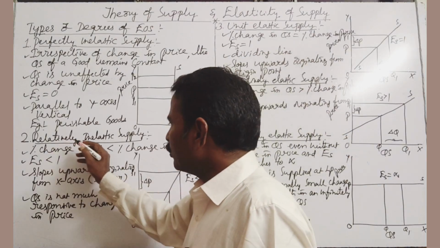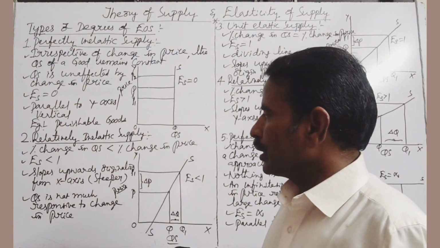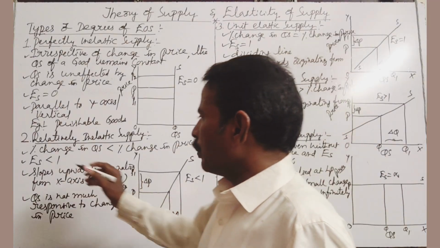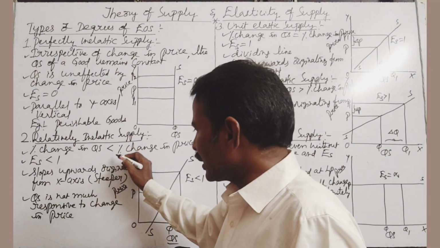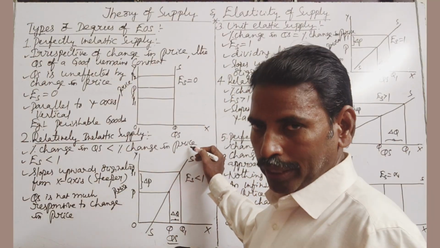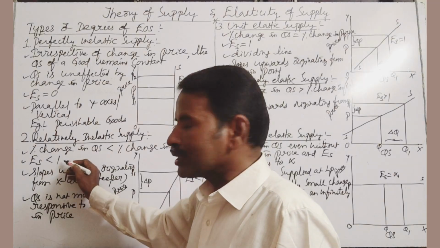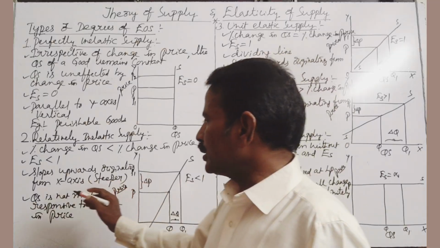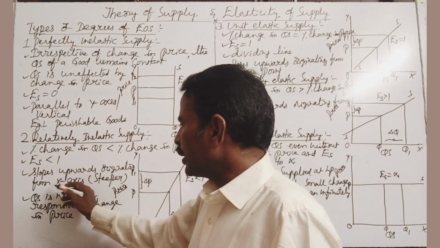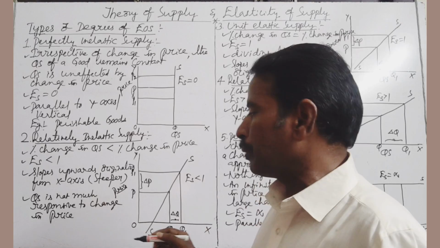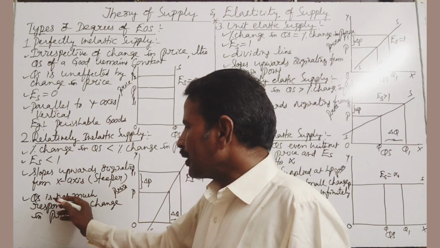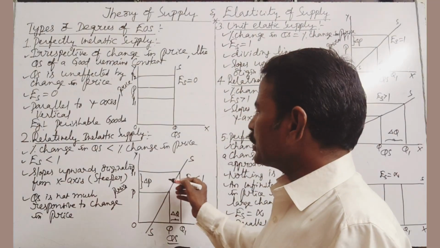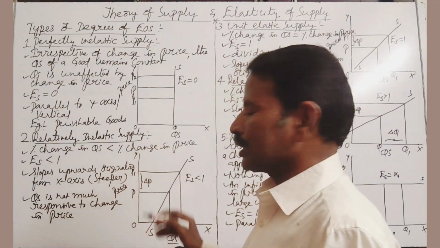2. Relatively inelastic supply, or less elastic supply. Percentage change in quantity supplied is less than percentage change in price. Coefficient ES is less than 1. The shape of the supply curve slopes upwards originating from the x-axis, that is called steeper. That means quantity supplied is not much responsive to change in price. This is known as relatively inelastic supply.